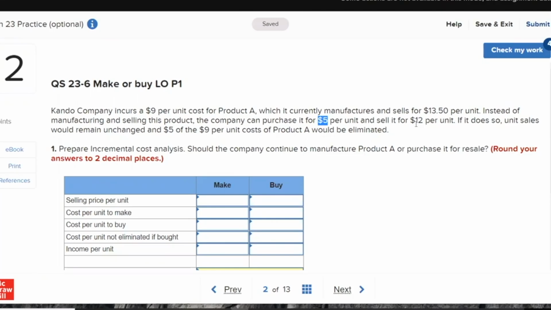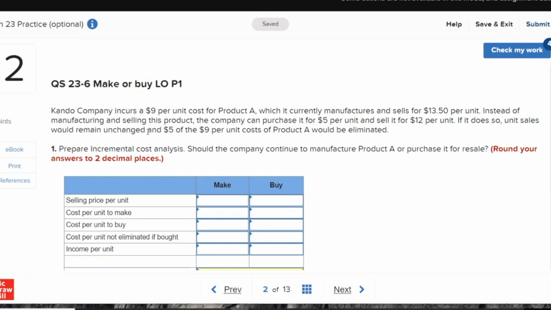Now you can do the math in your head and see that still we're only losing $1.50 on selling price, but we're saving $4 if we buy it. So it sounds like it's a good deal to maybe switch to buying it. Here's another piece of information. If we buy it, unit sales would remain unchanged. Okay, so we would still sell as many units as we have been.